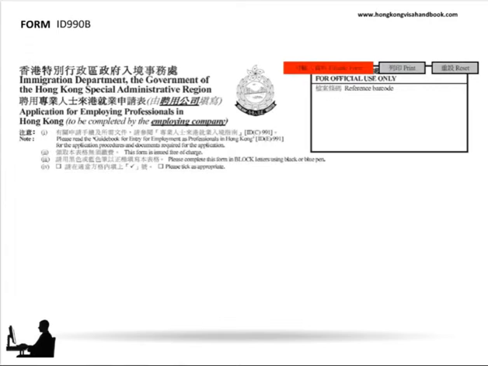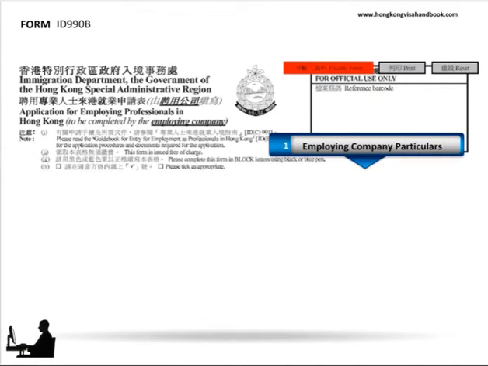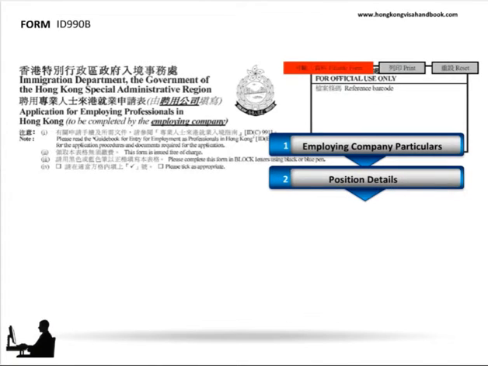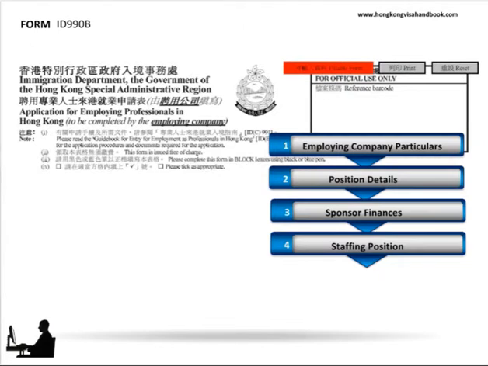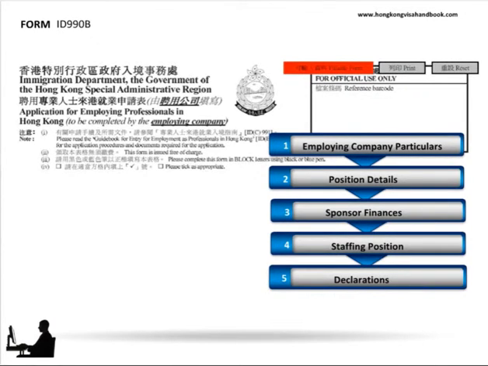In discussing this form, we shall look specifically at the details of the sponsor, the job itself, the financial standing of the proposed employer, the current staffing position of the sponsor, and the declarations to be made and the sponsorship undertaking required.